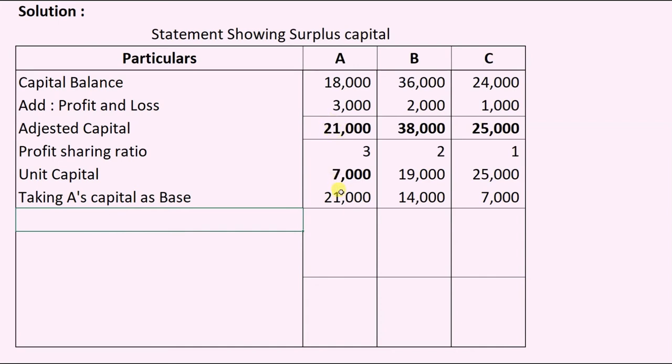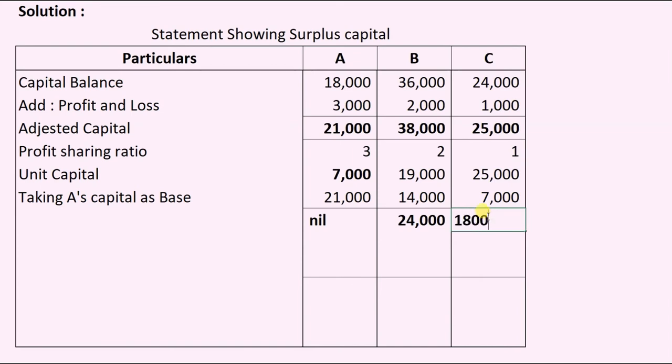Then we will deduct this amount from the adjusted capital. So 21,000 minus 21,000, nil. Then 38,000 minus 14,000, 24,000. Then 25,000 minus 7,000, 18,000. So this is the surplus capital.